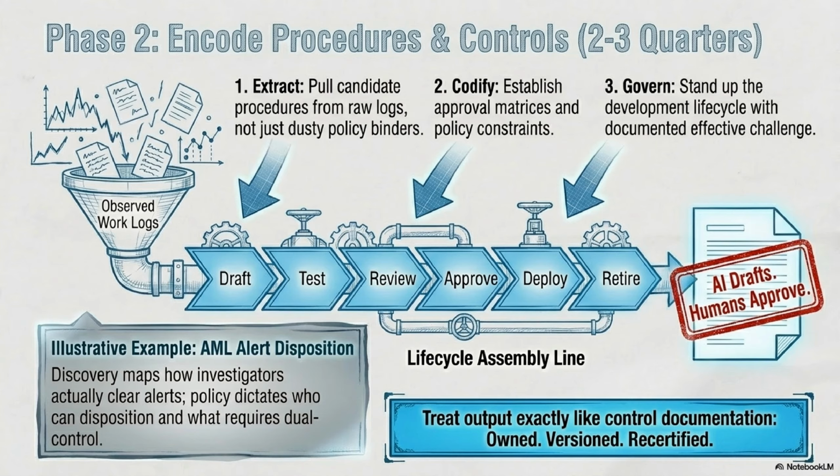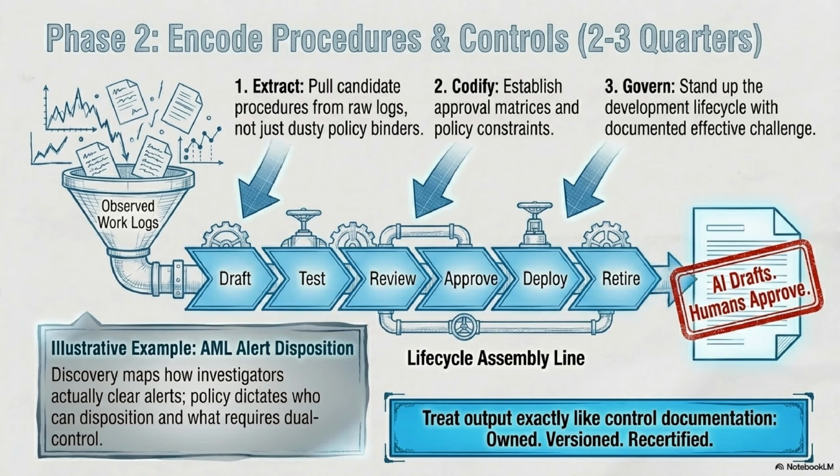Start from observed work, not from the policy binder. Extract candidate procedures from completed cases and event logs. That's the discovery capability from episode 8. Remember, everything it produces is a candidate, not canon. Take the AML, anti-money laundering, alert disposition workflow. Discovery maps how investigators actually clear alerts. Then you codify the approval matrix and the policy constraints around it. Who can disposition? What requires a second set of eyes?